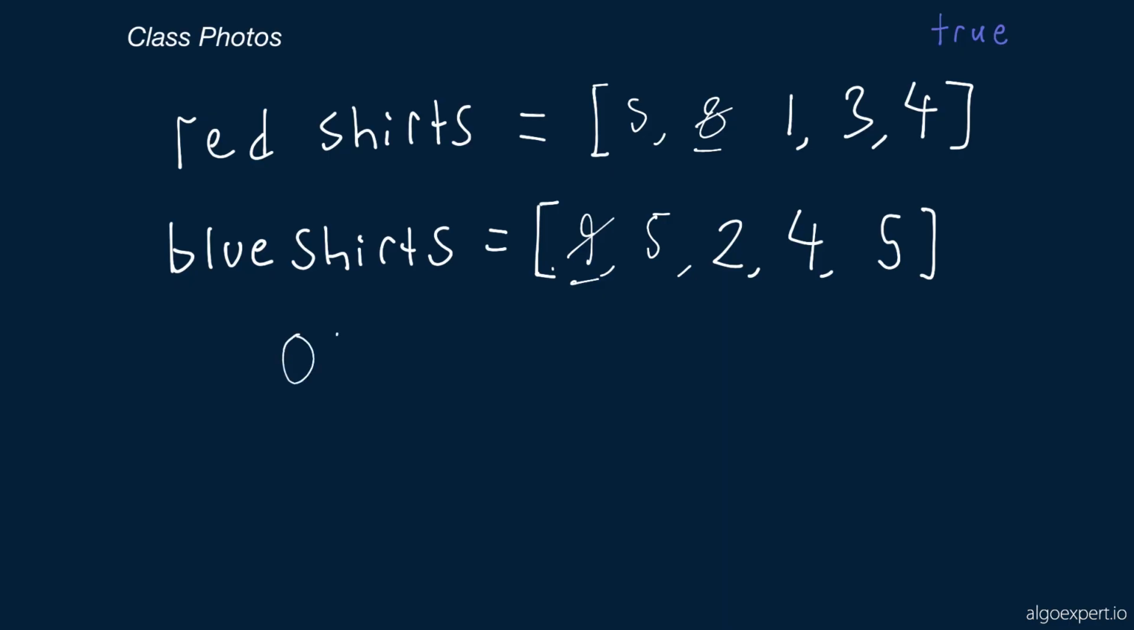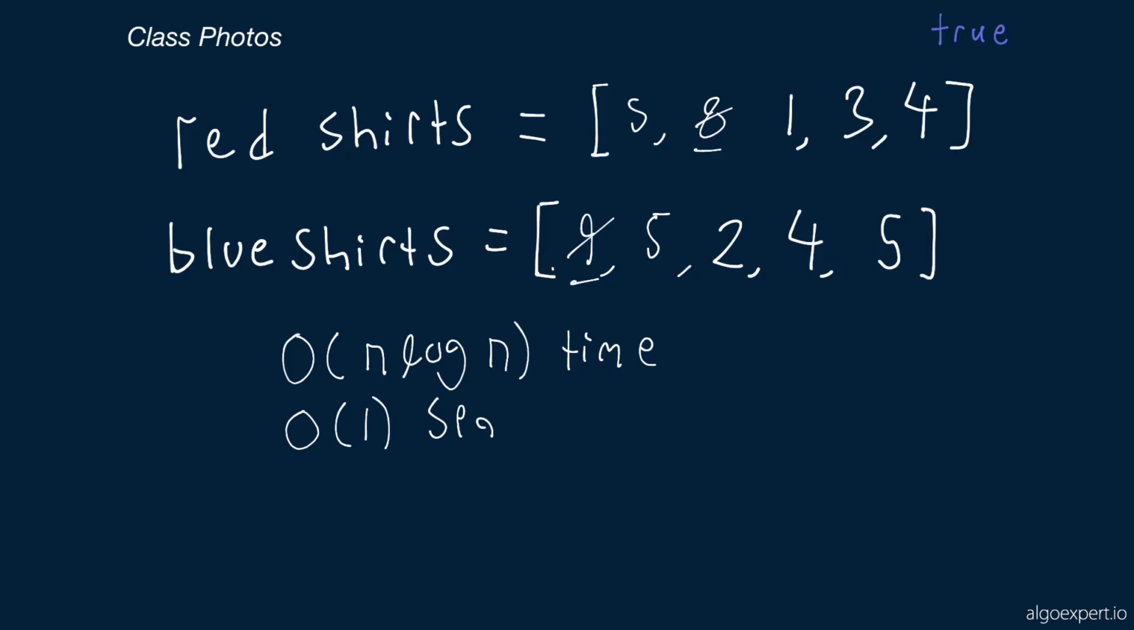This algorithm is going to run in big O of n log n time. And this is going to take big O of 1, or constant, space. We don't need any auxiliary space for this algorithm. We just need to do some simple comparisons where we compare the heights of the tallest students.